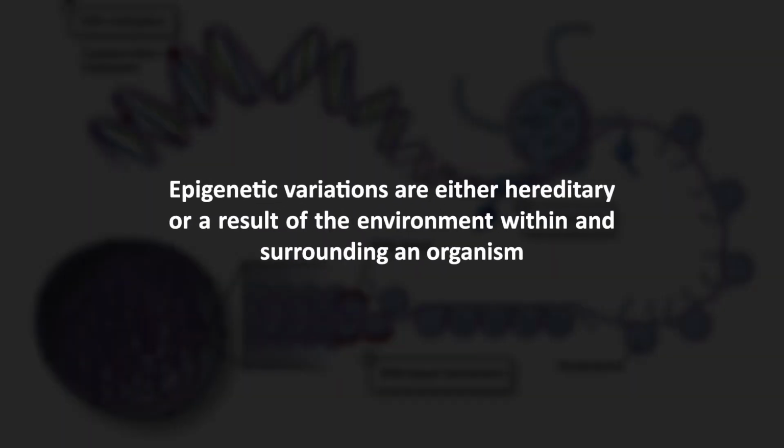Dear students, let's now conclude the lecture. Epigenetics is the study of mechanisms that are behind changes in gene expression that are not caused by changes in the DNA. These changes are called epigenetic variation or epigenetic changes. These epigenetic variations are either hereditary or a result of the environment within and surrounding an organism. This is why identical DNA or identical genes don't always result in identical outcomes.